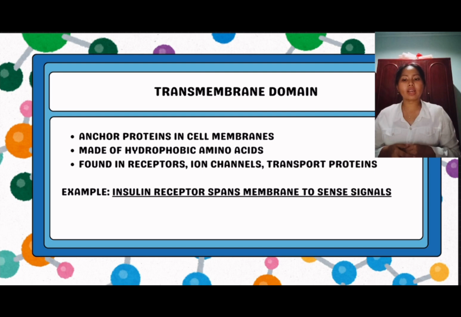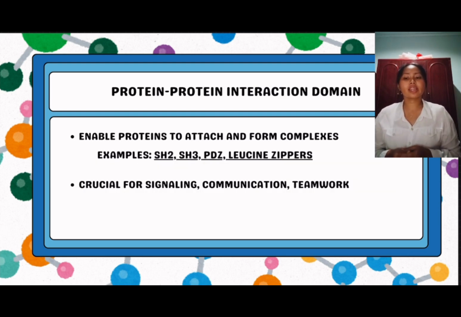Next is the transmembrane domains, which are found in proteins that span the cell membrane. These domains are made up of hydrophobic, which is water-repelling, amino acids that allow the protein to pass through or anchor into the lipid layer of membranes. These are very common in receptors, ion channels, and transport proteins. For example, the insulin receptor has transmembrane domains that anchor it in the cell membrane, allowing it to sense insulin outside the cell and send a signal inside.